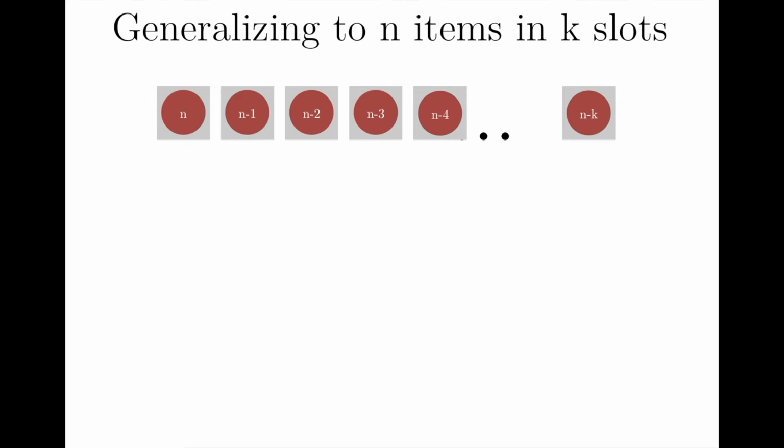In general, for n items, we can choose n items for the first slot, n minus 1 for the second, all the way down to n minus k for the kth slot, which means we just multiply every number from n to n minus k. Mathematically, this is just the division of two factorials, n factorial divided by n minus k factorial, but it means the same thing as the graphic above illustrates.